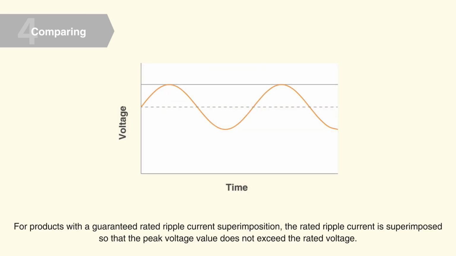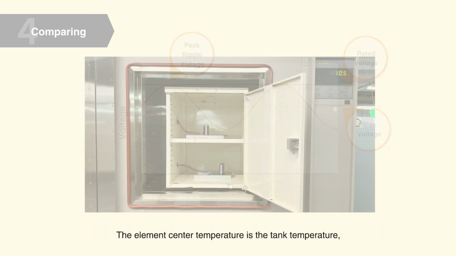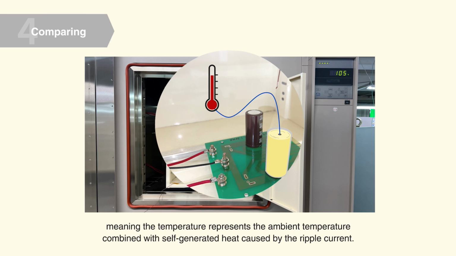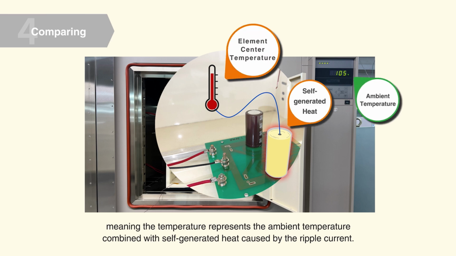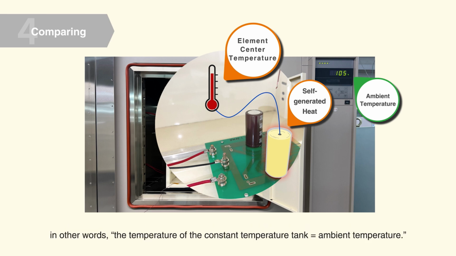For products with a guaranteed rated ripple current superimposition, the rated ripple current is superimposed so that the peak voltage value does not exceed the rated voltage. The element center temperature is the tank temperature, meaning the temperature represents the ambient temperature combined with self-generated heat caused by the rated ripple current. As you can see, the actual durability test checks the relationship between product lifetime and the temperature that the capacitor receives from the surroundings. In other words, the temperature of the constant temperature tank equals ambient temperature.